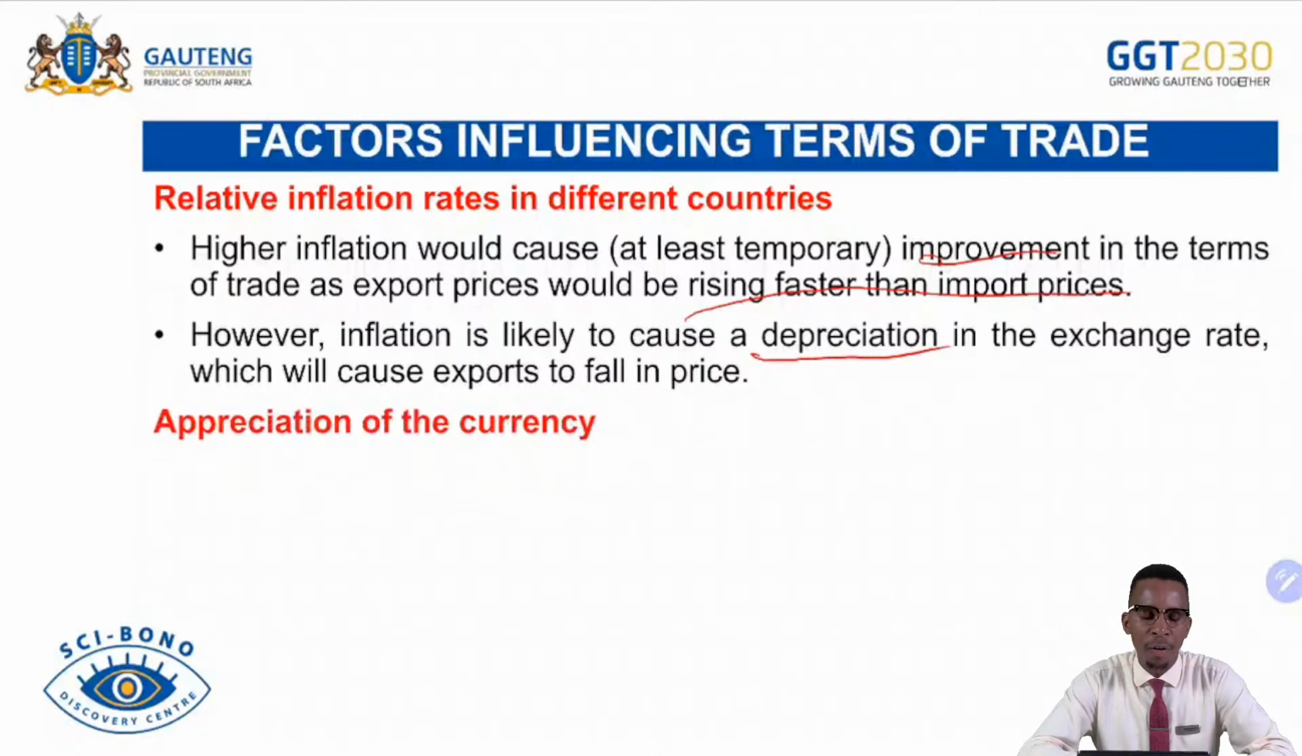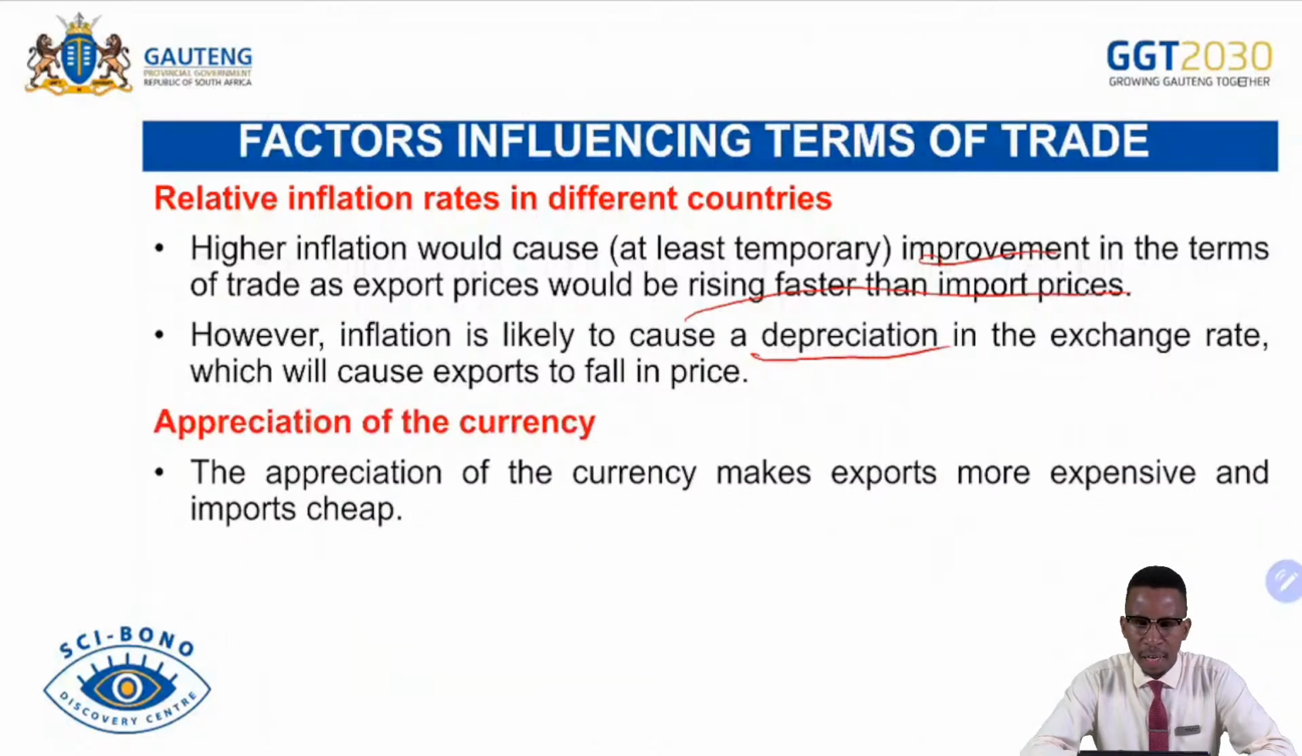The appreciation of the currency. The appreciation of the currency makes exports more expensive and imports cheap. We know that if our currency appreciates, the US dollar will be depreciating against it. So that simply indicates that as our currency, the South African rand, appreciates, exports from South Africa will be selling at a relatively higher cost. So there will be more export earnings, or more terms of trade. And then imports will be cheap.